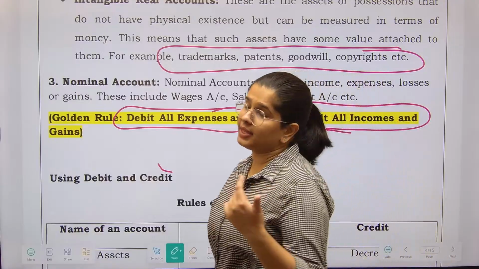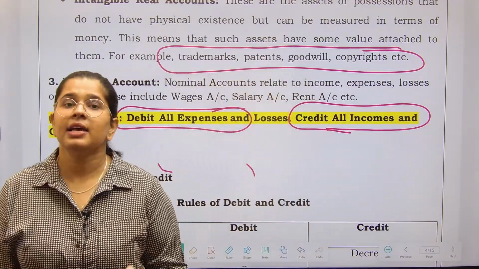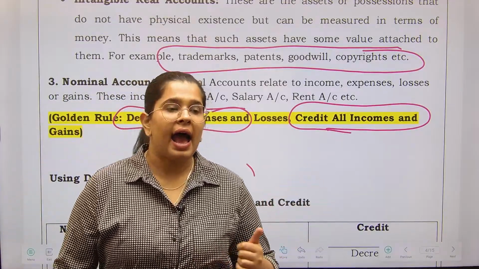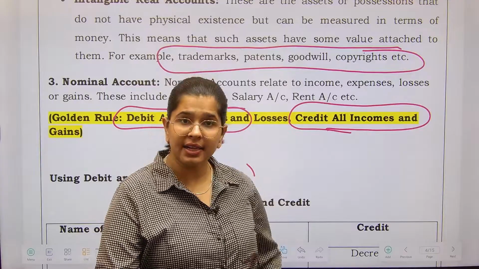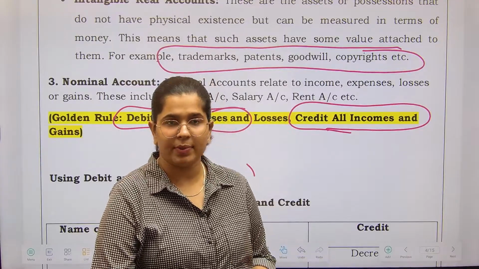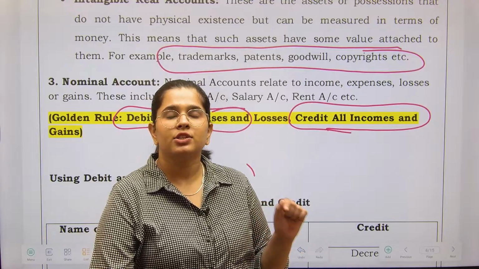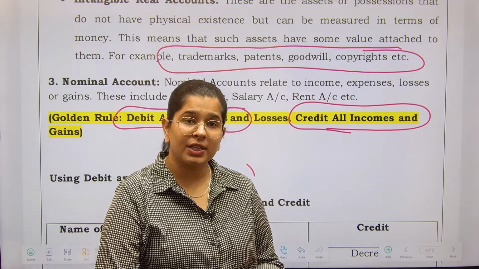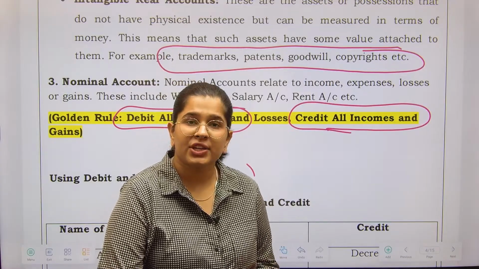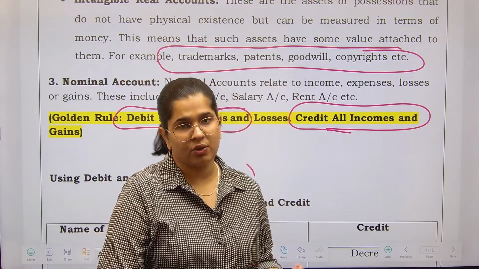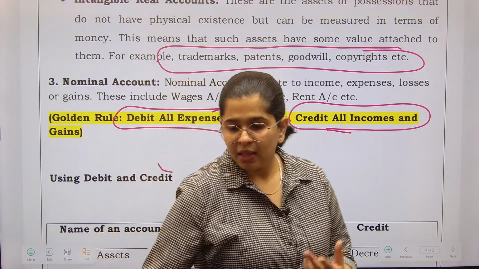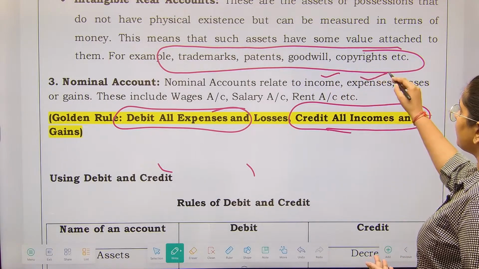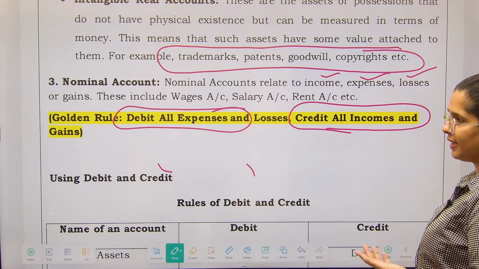So if I am paying the salary, suppose I am paying salary, so salary is an expense to me. I am going to debit the salary, right? I am receiving rent. Rent is an income for me, or interest is an income for me, or dividend is the income for me. So I am going to credit all of these. Sales is a revenue to me, so that is why I credit it. Purchase is a sort of expense for me, so I debit it. ठीक है? This is what nominal account is all about. So it relates to income, expenses, losses and gains.